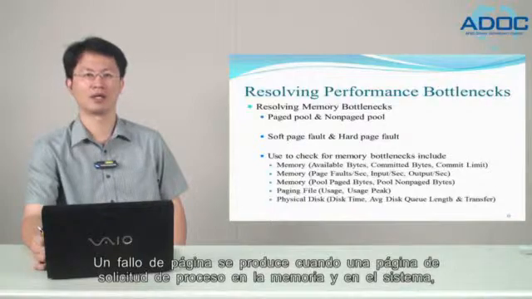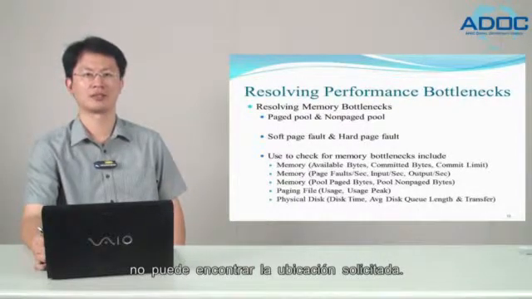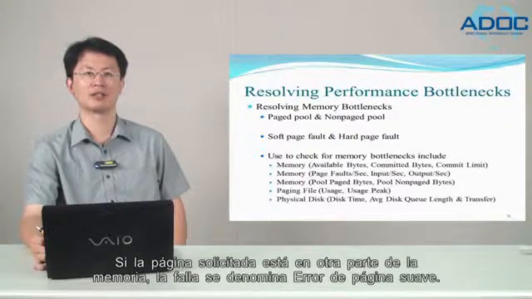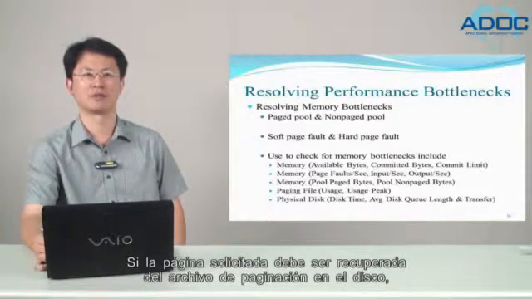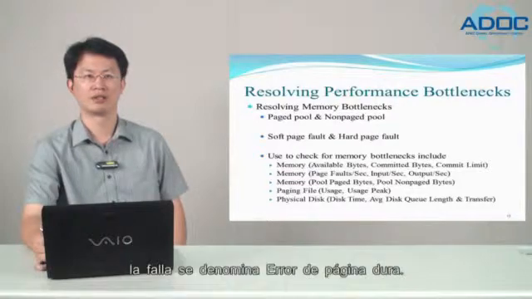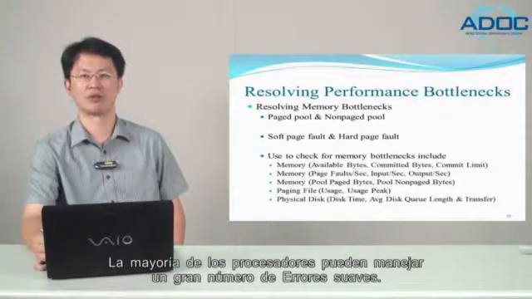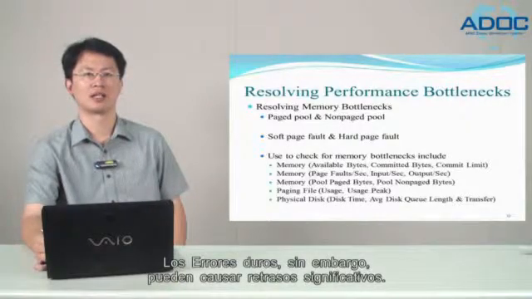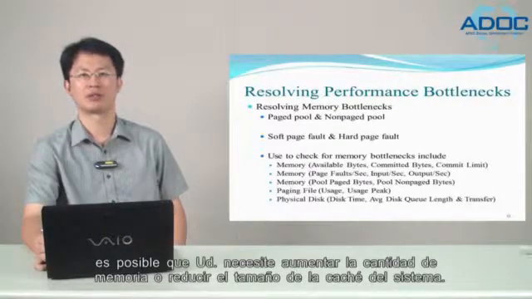A page fault occurs when a process requests a page in memory and the system can't find it at the requested location. If the requested page is elsewhere in memory, the fault is called a soft page fault. If the requested page must be retrieved from the paging file on disk, the fault is called a hard page fault. Many processors can handle large numbers of soft faults. Hard faults, however, can cause significant delays. If there are a high number of hard page faults, you might need to increase the amount of memory or reduce the size of the system cache.